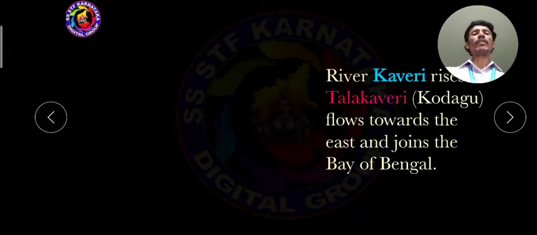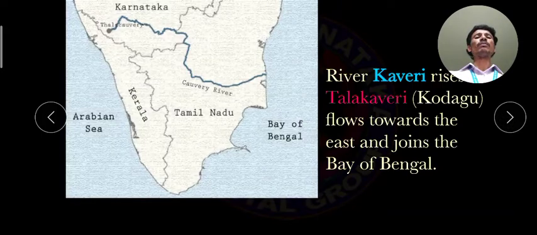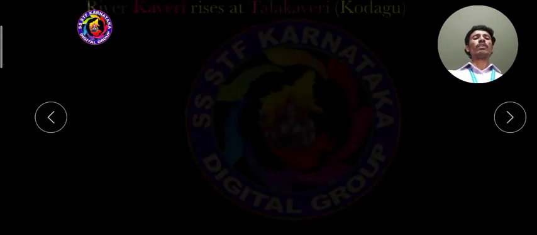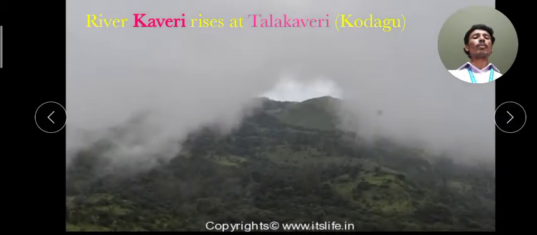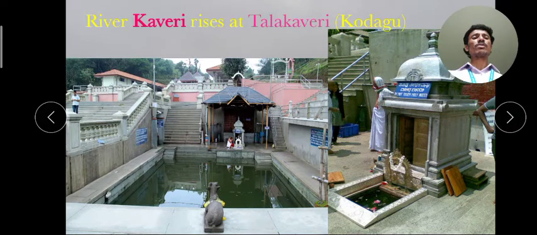Then another very important river, river Kaveri. River Kaveri rises at Talakaveri in Kodagu. It flows towards the east and joins the Bay of Bengal. Talakaveri in Kodagu is the place where river Kaveri rises. This is also a very important place, Kodagu.